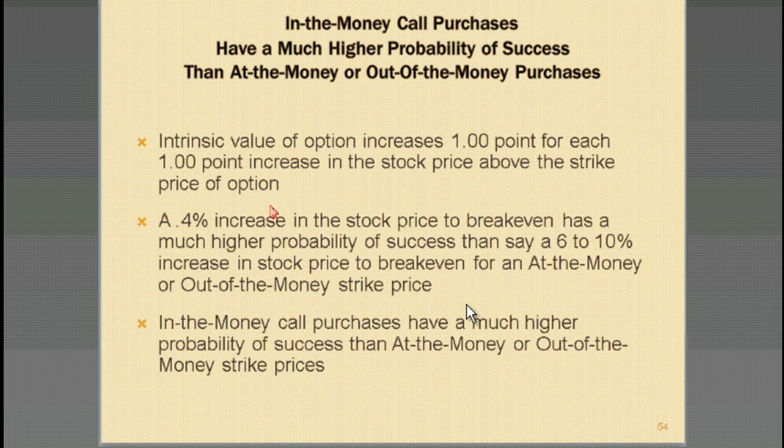So the intrinsic value of an option increases 1 point for each 1 point that the stock increases above the strike price of the option. So once you get above the strike price of the option, it moves one for one. And in this example, I only need a 0.4% increase for the stock to break even. I'd much rather do that than buy an at-the-money or out-of-the-money call that required, say, a 6 to 10% increase in the stock price to break even.